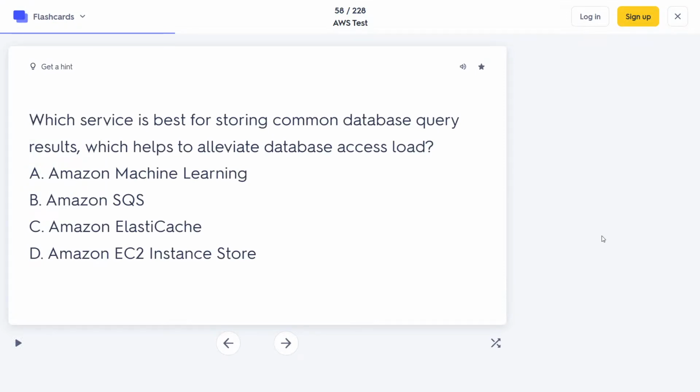Which service is best for storing common database query results, which helps to alleviate database access load? I would like to go with option number C.